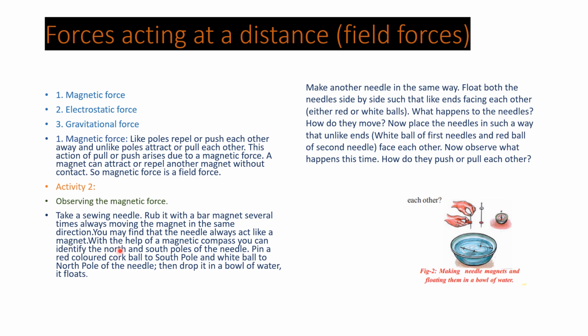Now with the help of a magnetic compass, you can identify the north and south pole of the needle, because the needle has two ends, right? Let us take a red colored cork ball and put it on the south pole, and a white colored ball on the north pole. Then drop it in a bowl of water. It floats. It won't sink, it floats.